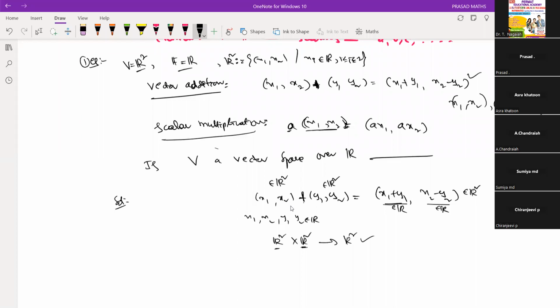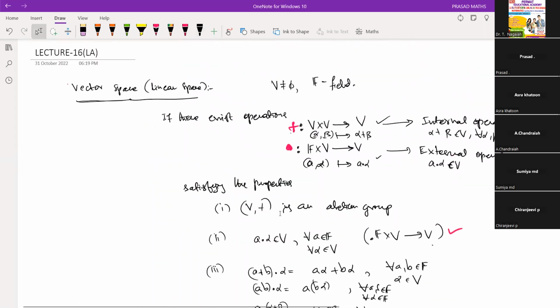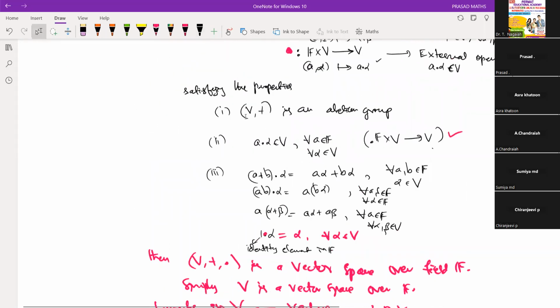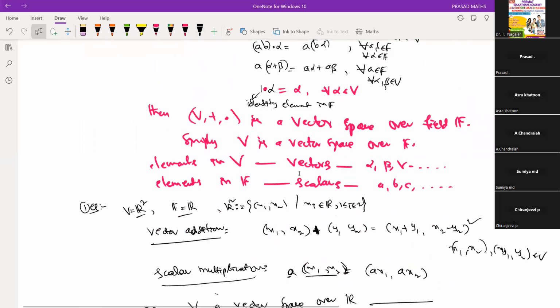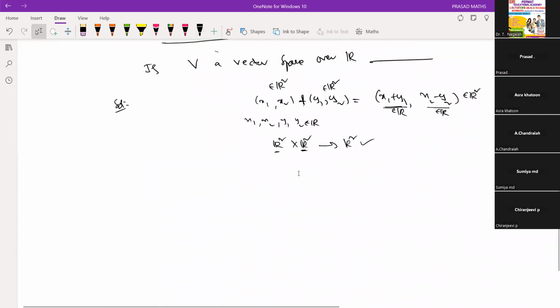The question is, with respect to the first operation, what I require is, is it an abelian group or not? With respect to addition, with this operation, is it an abelian group or not? You need to check all the properties. In fact, is it closed? Is it abelian?